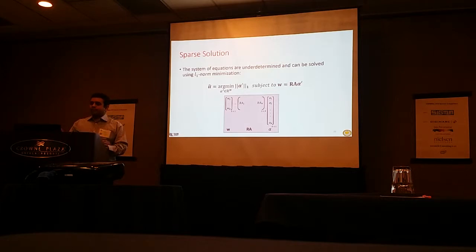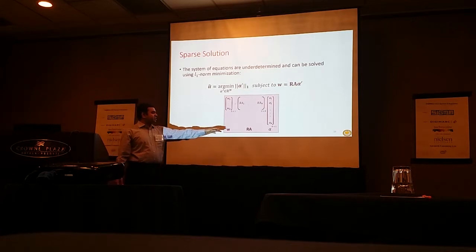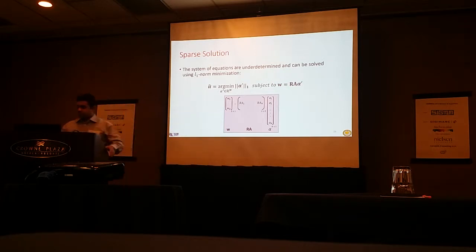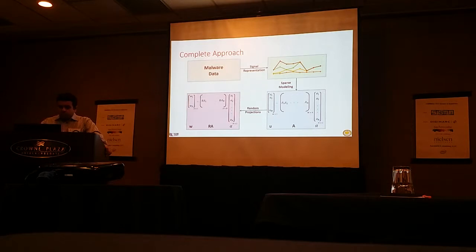And once we project it to the lower dimensions, the sparse solutions can still be obtained because the alpha is going to remain the same, and we only need to find the same solutions in the reduced space. So the complete approach is given here. We have the malware data, and we represent the malware as a signal, and then we do sparse modeling. Since sparse modeling doesn't hold well for large malware, we project it to lower dimensions, and the same sparse model holds well in lower dimensions as well.